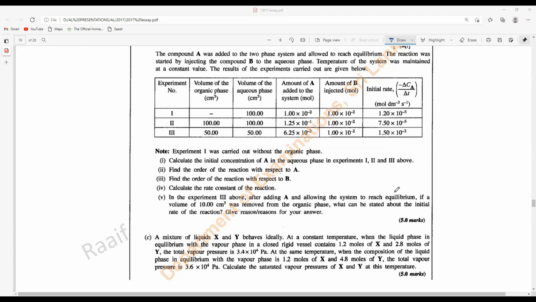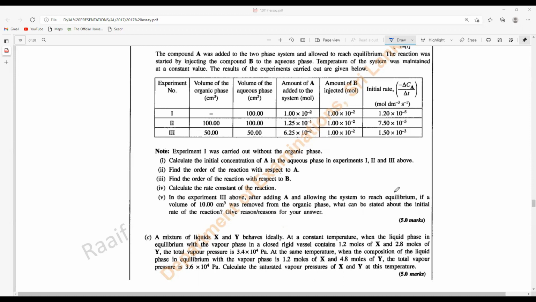They have used 50 cubic centimeter of this and 50 cubic centimeter of this, so aqueous and organic. And here they have used 6.25 into 10 to the power minus 2 moles of A and 1 into 10 to the power minus 2 moles of B. So this is all the information that is given.